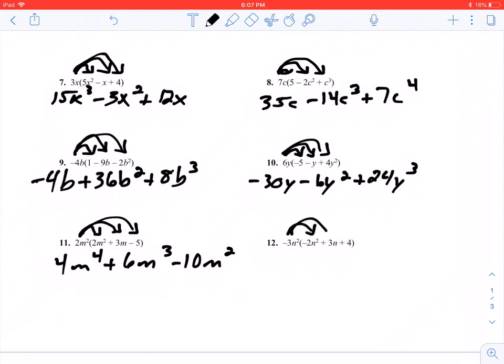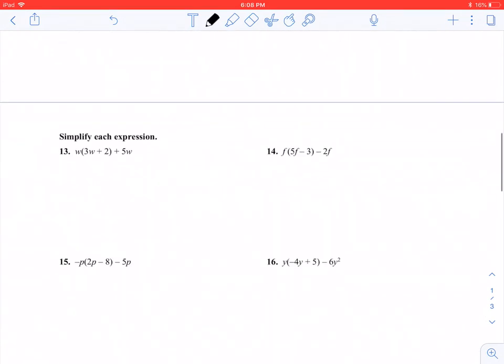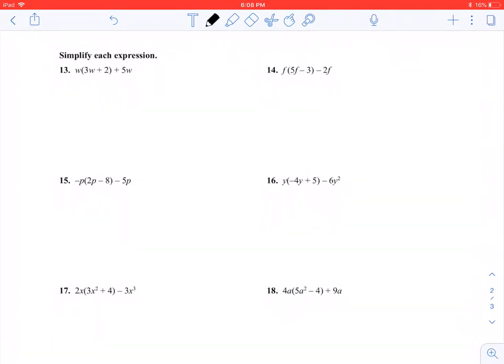This is going to get distributed. So we have 6n to the fourth minus 9n to the third, and then minus 12n squared. That one was a little trickier. All right, we have a few more to go. Now we are going to simplify the expression.